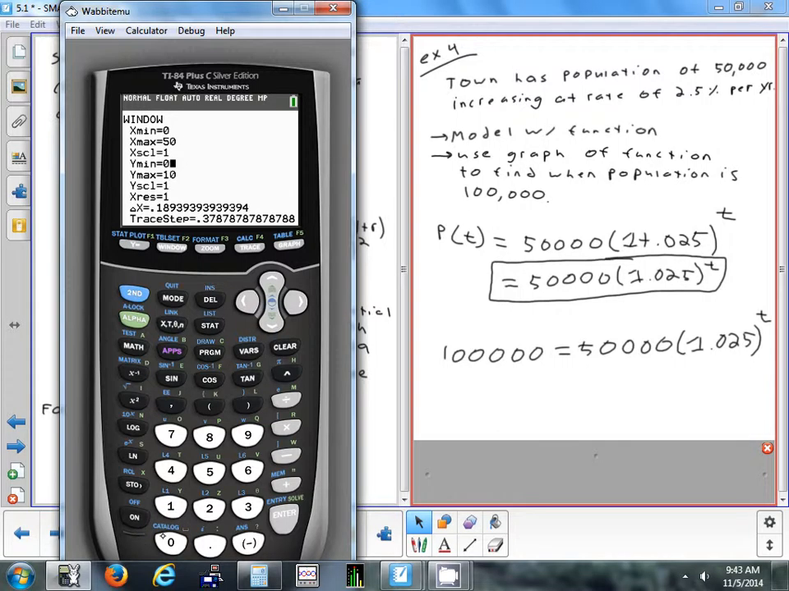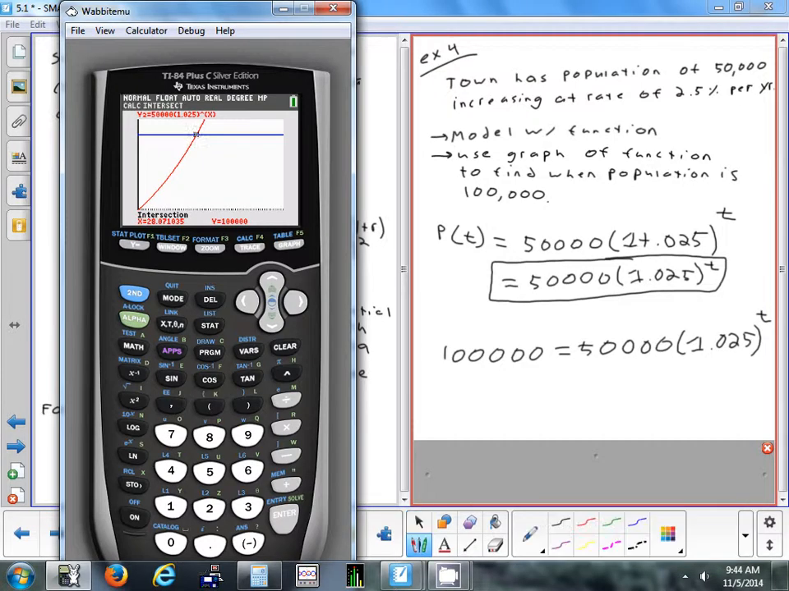And now my population, it can't go below 50,000. And we want to know when it hits 100,000, so maybe put it at like 110, just so it's not on the edge of the screen. Let's set the years a little higher so we don't have to do it twice. Let's try 70 years. If that's not enough time, we'll have to come back. So there's the line I want to hit. That was more than enough time. Calculate your intersect. And basically a little after 28 years. So it's going to take about 28 years for this population to hit 100,000.